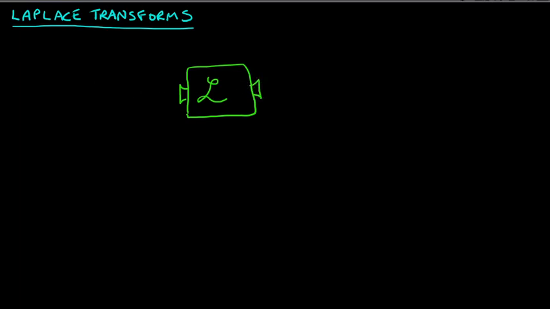Right? So the input is going to be some function. I'll call it f of t. That goes into the function. And what comes out is another function. I'll call it capital F. The interesting thing is, though, it's not a function of t anymore. It's a function of another variable we'll call s. Okay, so it basically takes a function in t space and transforms it to a function in s space.